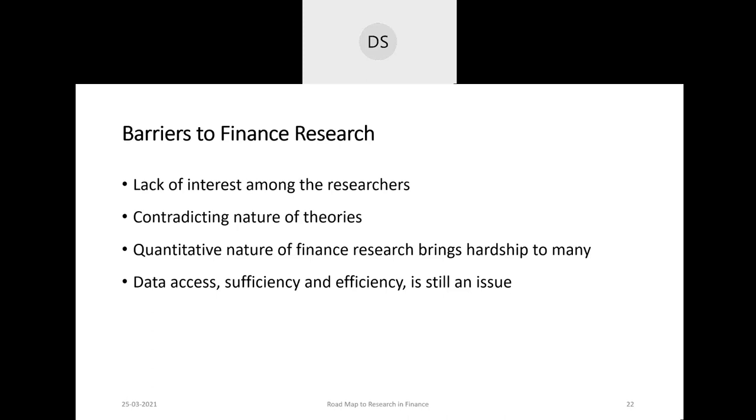And can you think of some other source other than Prowess? Sometimes you will be convinced that no other sources are available. Okay, so this is about sufficiency and efficiency. It is an issue for finance research.